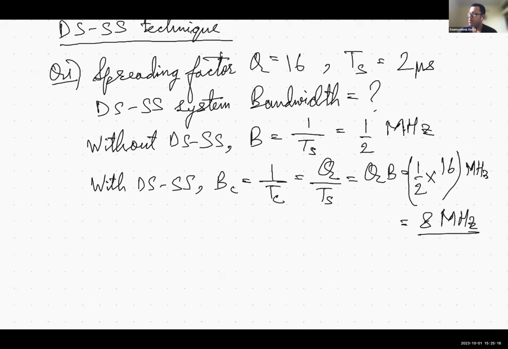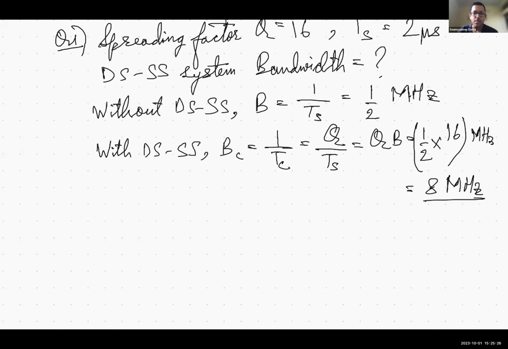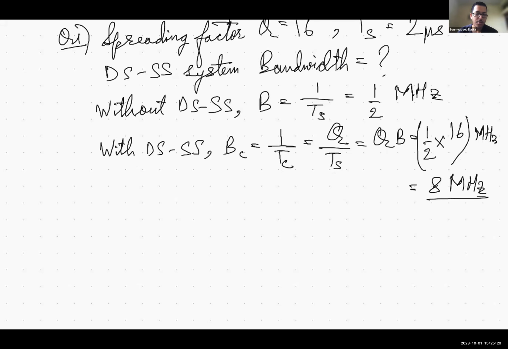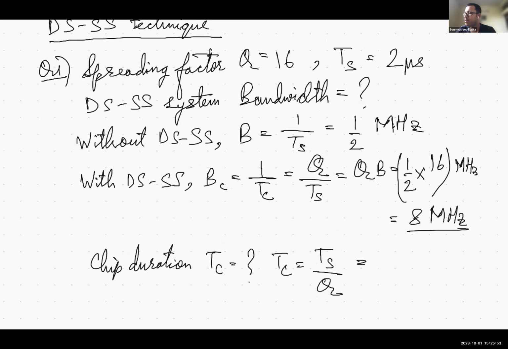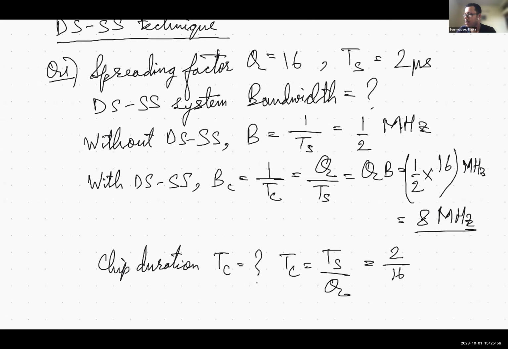Let's say you are also asked the chip duration, or you can be asked a reverse question. From here, let's say you are asked what is the chip duration Tc. As we know, chip duration is the symbol duration divided by the Q factor. So symbol duration is 2 microseconds divided by 16. That is 1 by 8, that is 0.125 microseconds. That is the chip duration.